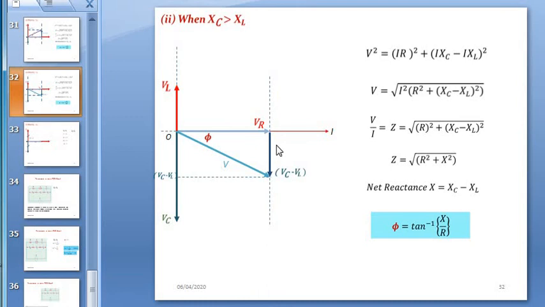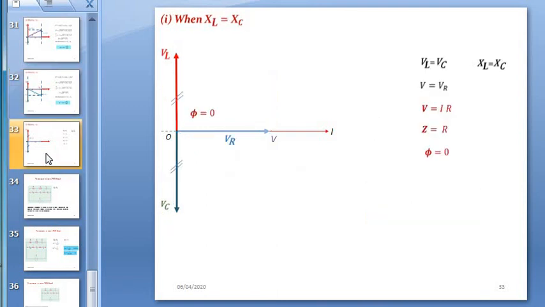We can plot this VC minus VL right here also. So the vector addition of VR and VC minus VL will give you the total voltage V. This is the total voltage and this is the total current. What is the relation between voltage and current? The current is leading the voltage by angle phi. Whenever there is a more capacitive circuit, the current will be leading. Again we have to do all the same thing. Instead of XL minus XC, just put XC minus XL, since here XC is greater. The net reactance will be XC minus XL. That is the only difference. This will be the second case.